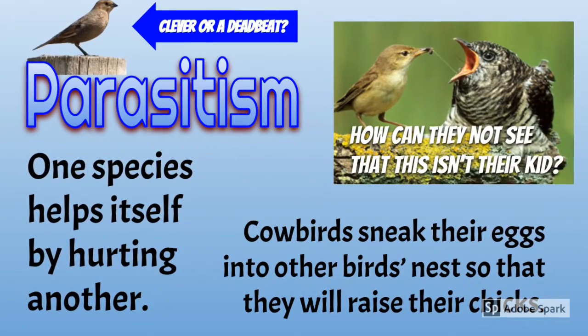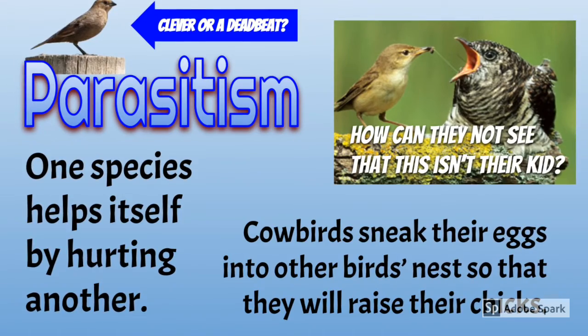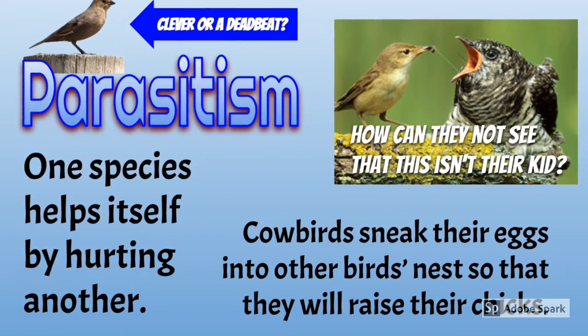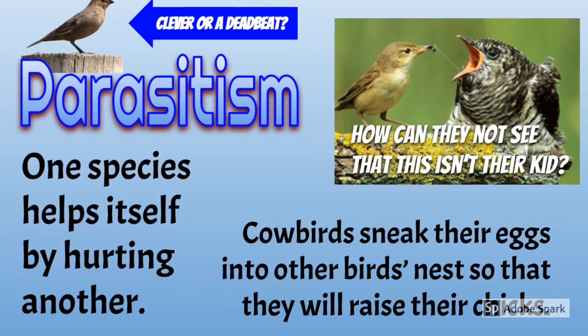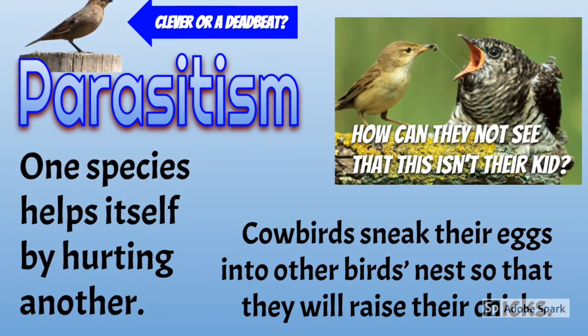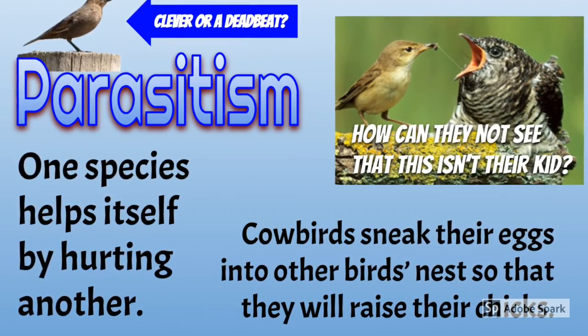In a parasitism, one species helps itself by hurting another. One parasite is the cowbird, which doesn't even raise its own kids. It lays its eggs in the nest of other birds, and they raise their chick for it.